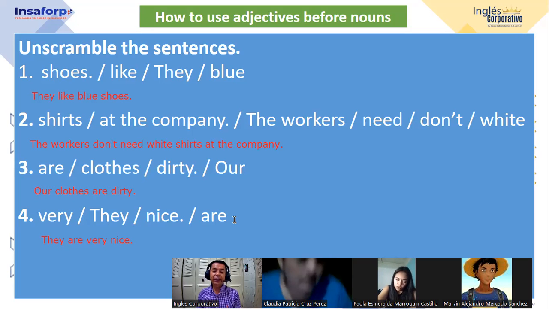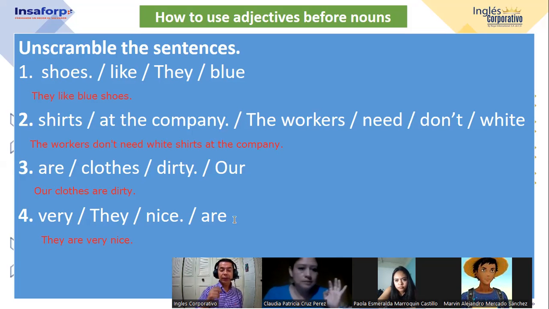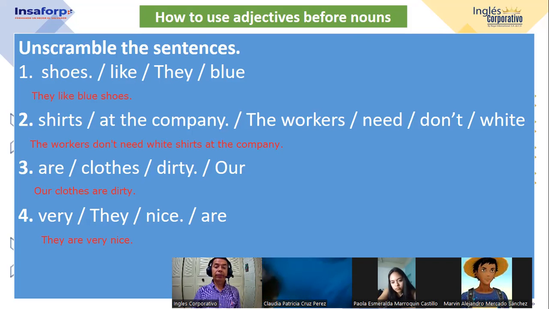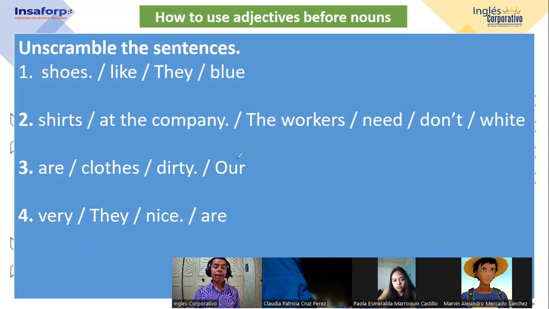Good. Claudia, can you read the sentences again, please? Numbers 1, 2, 3, and 4, please. They like blue shoes. The workers don't need gray shirts at the company. Our clothes are dirty. They are very nice. Okay, thank you very much. Now let's continue.